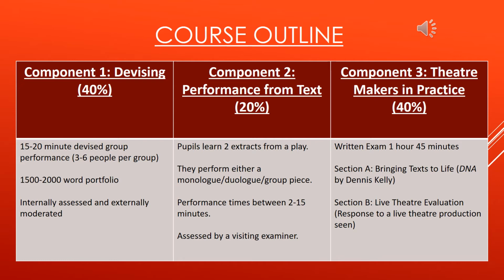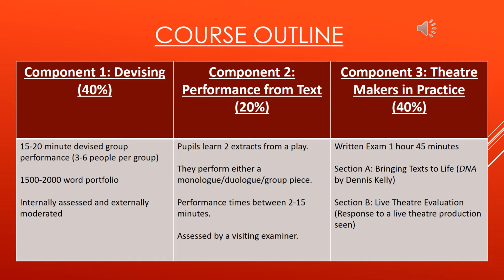This is the written exam. It's 1 hour 45 minutes, and it's split into 2 sections. The first section is bringing text to life, and that's where they answer questions about the set text they've been studying, which for us we have chosen DNA by Dennis Kelly, and they answer questions as a performer, director, and a designer for that play. This is something we work on over the 2 years.